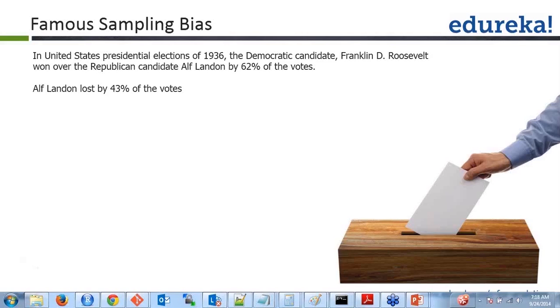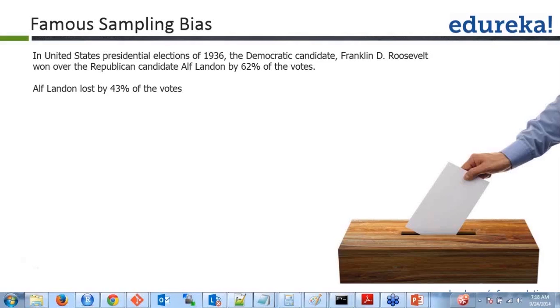Okay, and they came up with a prediction that Mr. Alf Landon would win when compared to Mr. Franklin D. Roosevelt. Okay, and in the actual election, Alf Landon lost, so their predictions went wrong, and it cost their entire business.